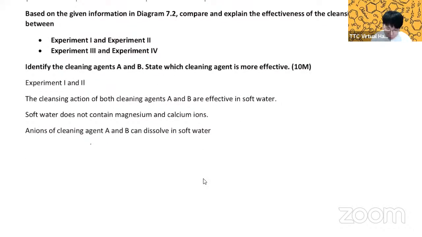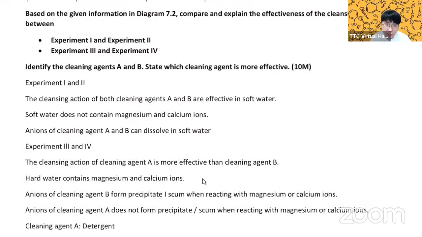Then 3 and 4, hot water got what? Got calcium and magnesium. Because of these two, your soap will form precipitate, which is scum. Form precipitate slash scum. So when reacting with magnesium or calcium ions, but A, detergent, doesn't really care. Magnesium also never mind, calcium also never mind. It's still able to dissolve.